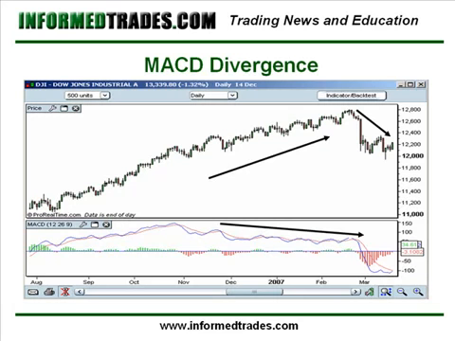So like all the other indicators that we're going to look at, you're going to want to use this in conjunction with some of the things that we've learned so far, to confirm your signals there. But you can see that divergence there, and it did call the market top there. It just took a little while.